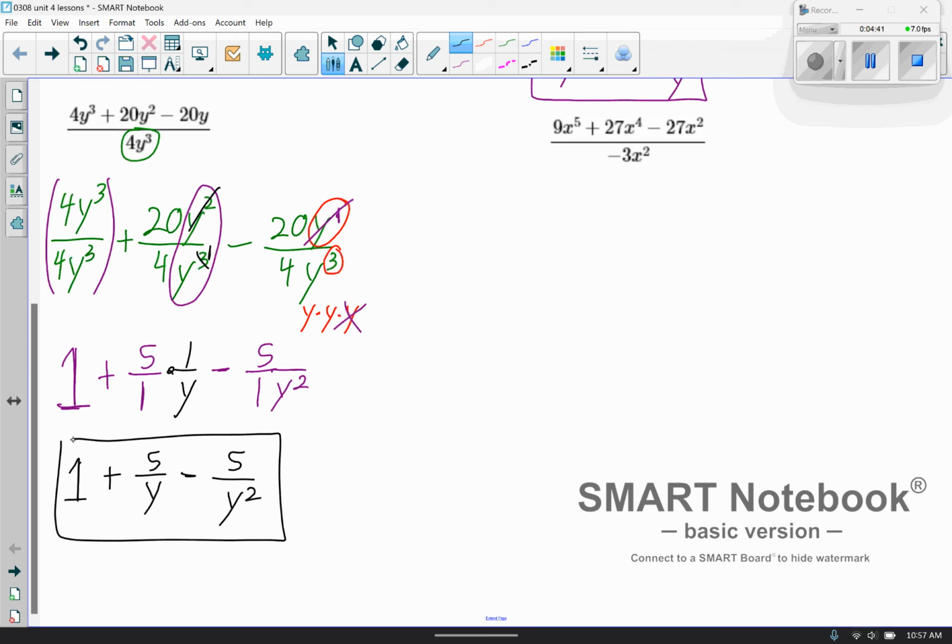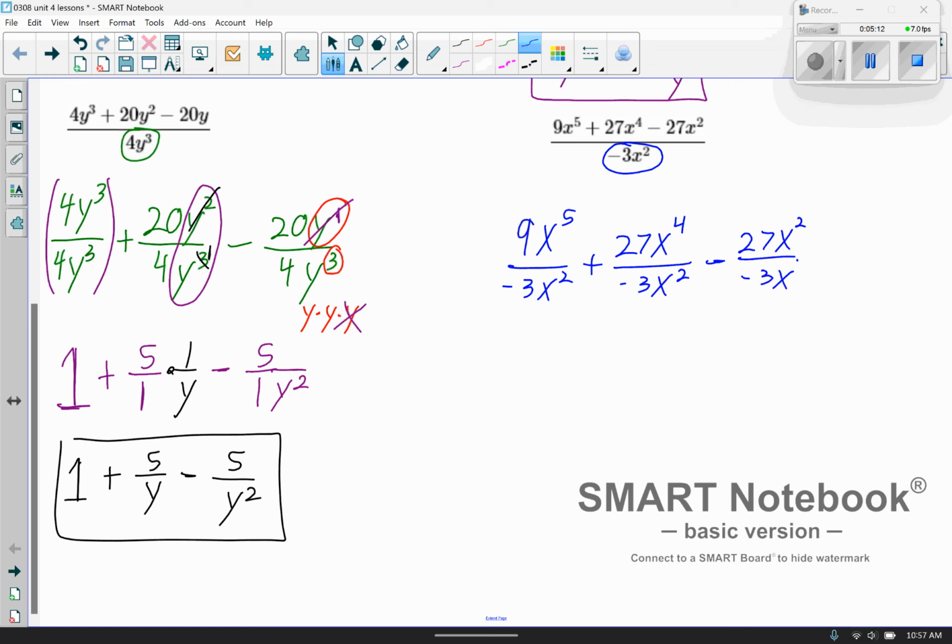Okay, my last example, we are going to divide the polynomial by negative 3x squared. And so that negative 3 is going to make things a little interesting. It's just going to cause a sign change for each one of my numerator terms. So here we go. Let's see, we have 9x to the power of 5 over negative 3x squared plus 27x to the power of 4 over negative 3x squared minus 27x squared over negative 3x squared.